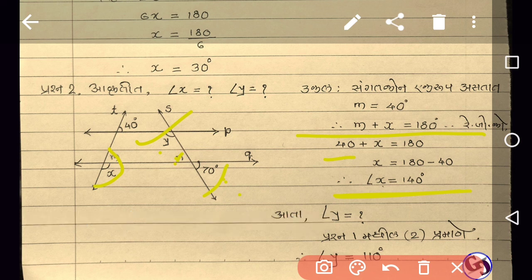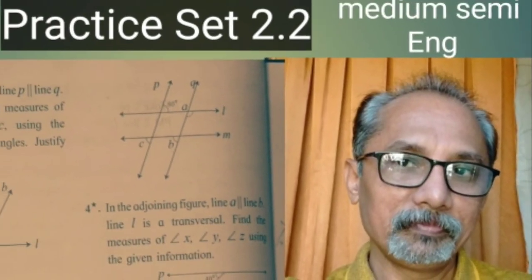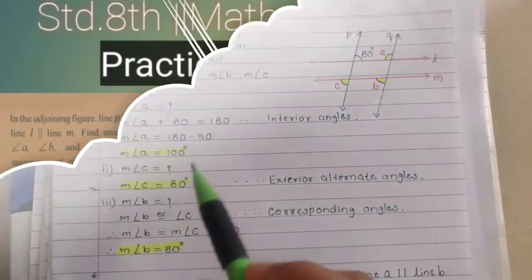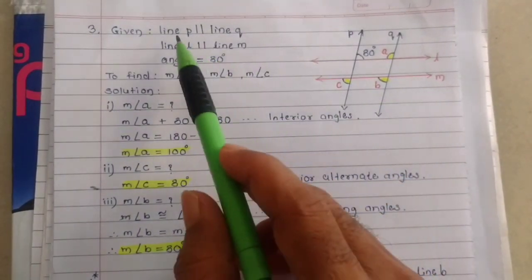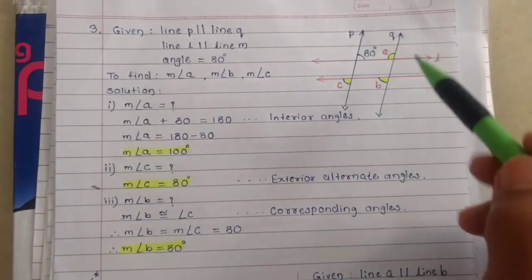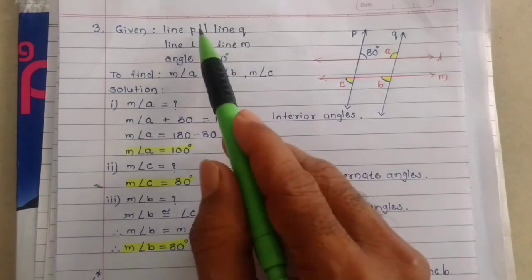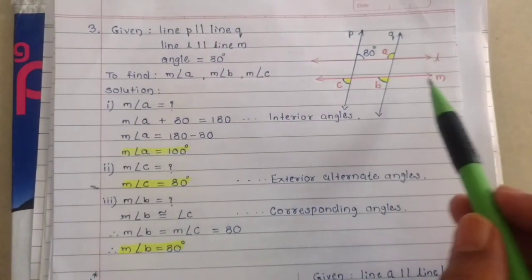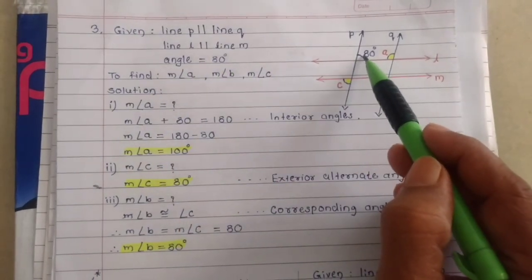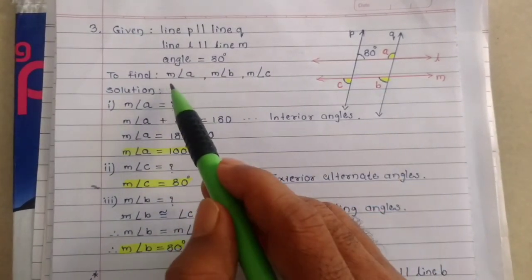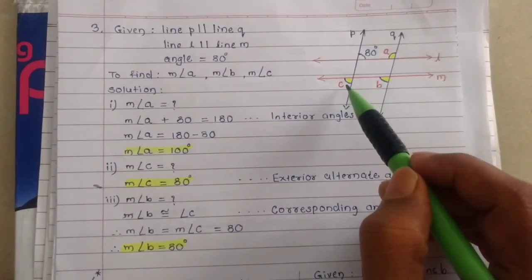Okay friends. Now see example number 3. Okay friend. In this example, from this figure, line P and line Q are both parallel and the horizontal line is also parallel here, and the given angle is 80 degrees. Then we have to find the measurements of angles A, B, C.